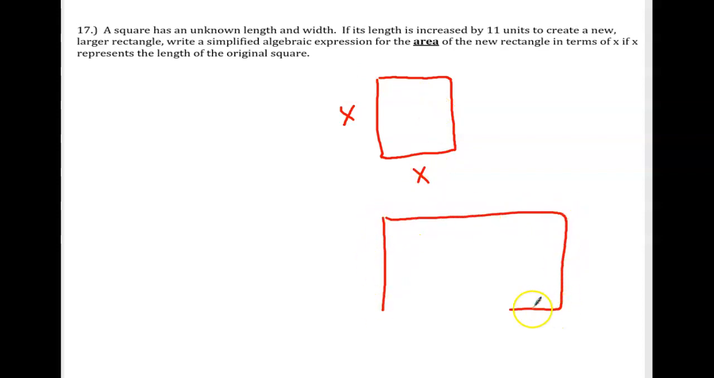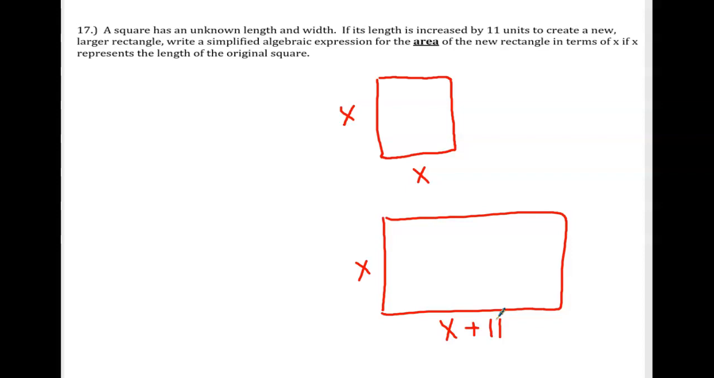All right, 17. So a square has an unknown length. So if we start out with a square, and it has an unknown length, let's say it's x for the length and x for the width, because it is a square, they're going to be the same. If we take the length and increase it by 11, now we're not going to have a square anymore. We're going to have a rectangle, because we took that side and added 11.